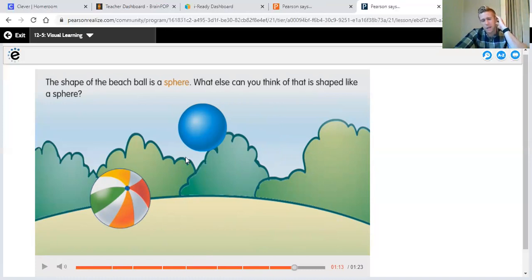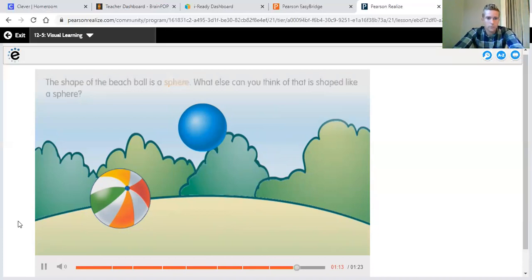I think of maybe some fruits. I think of maybe some vegetables that I know, maybe some other types of food. Sometimes balloons are kind of circular. So there's lots of things that are shaped like a sphere. Okay. So anything that you can think of that's shaped like a sphere, yell it out. Let me know. Let's see if you got the right answers.